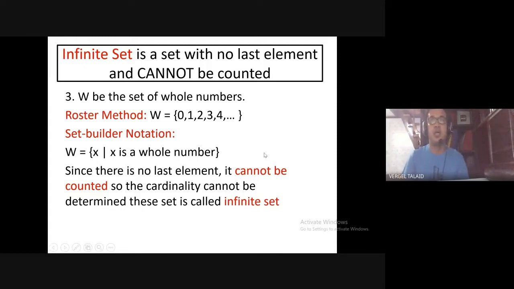Infinite set, it has no last element. It cannot be counted. So meaning when you are going to get the cardinality, it cannot be determined. So the cardinality cannot be determined. So it cannot be counted, so it has no cardinality. It can be written in set builder notation: W is equal to all x's such that x is a whole number.